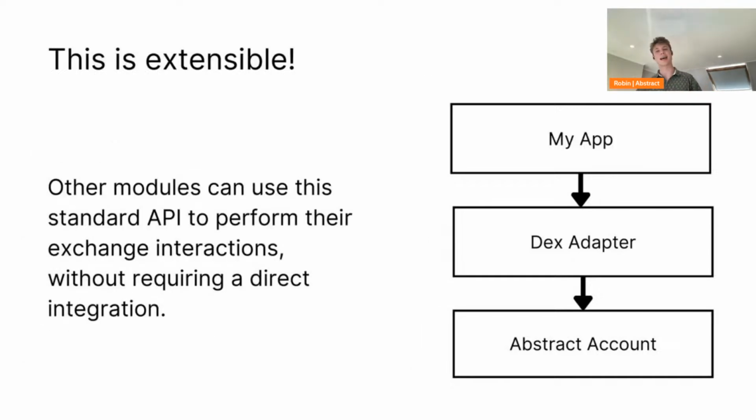And the cool thing is that this is extensible. So instead of you calling this DEX adapter, it could be another contract that will call the DEX adapter that will request to do a swap, and then the swap will be performed. So now your application doesn't have to care about the implementation of the exchange anymore. You can just call the DEX adapter from your own smart contracts with a unified API that is very easy to use and understand.